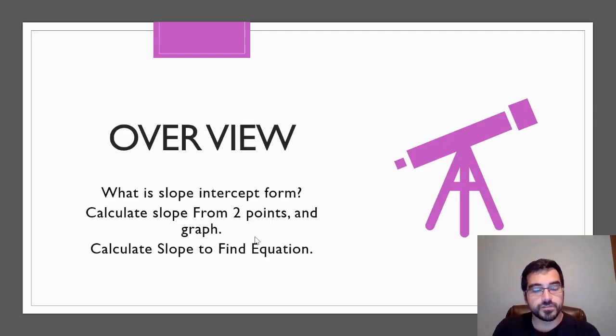Just in case you do not have a paper, I suggest you go get a piece of paper and a pencil. Today, what we're going to do is learn about slope. For the overview, we're going to learn what the slope-intercept form is, how to calculate slope from 2 points and also a graph, and to calculate the slope to find the equation.